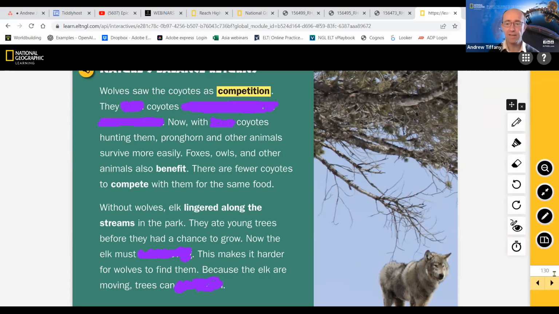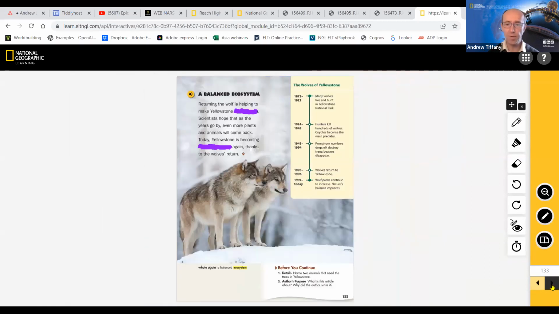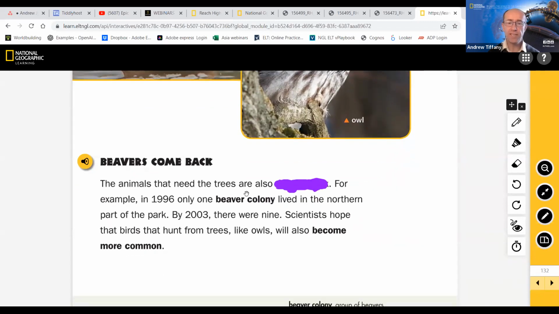Okay. Great. And there's the wolves. We've got a couple more pages left, and then we're done. So animals that needed trees also something. For example, in 1996, only one beaver colony lived in the northern part of the park, but by 2003, there were 9. Scientists hope that birds that hunt from trees like owls will also become more common. So I think you can see here, the animals that needed trees were also growing, thriving, developing. Yeah, they're coming back, right? We're getting more of them.